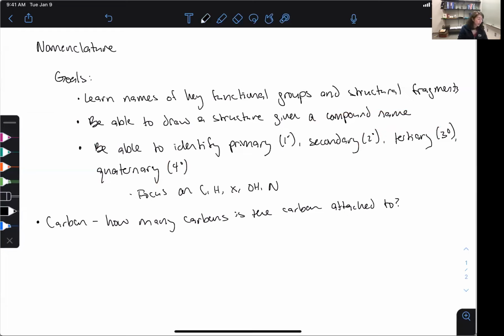Okay, so it really comes down to, if you have a structure, we'll just do this one. So if I'm looking at this carbon, we know that that's a CH3. So we have 3 H's there. That carbon is attached to one other carbon. That is primary. Okay, that's a primary carbon. If I look at this one, that carbon is attached to 2 other carbons. That's going to be secondary.